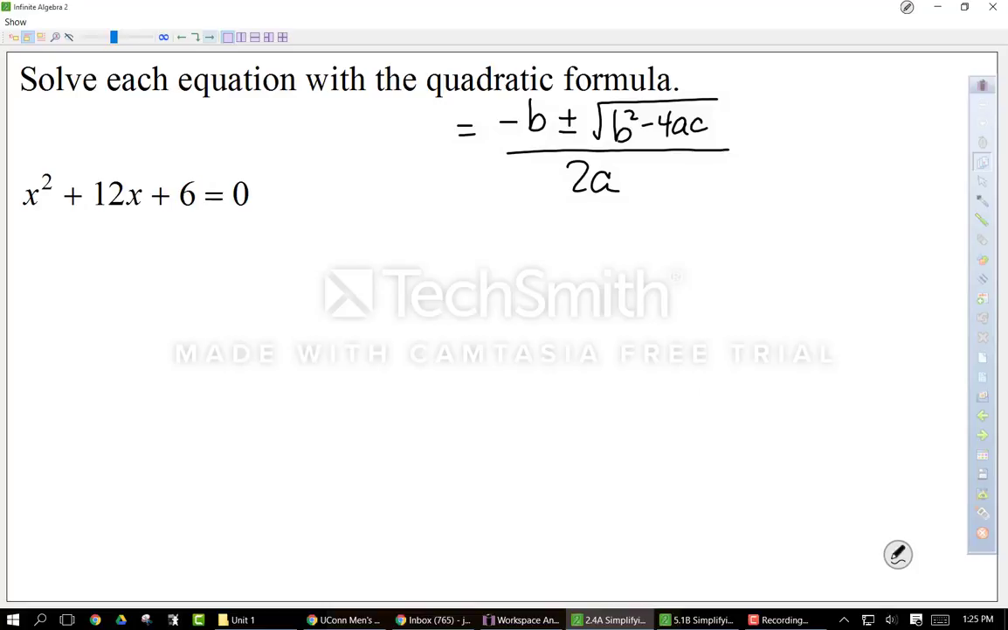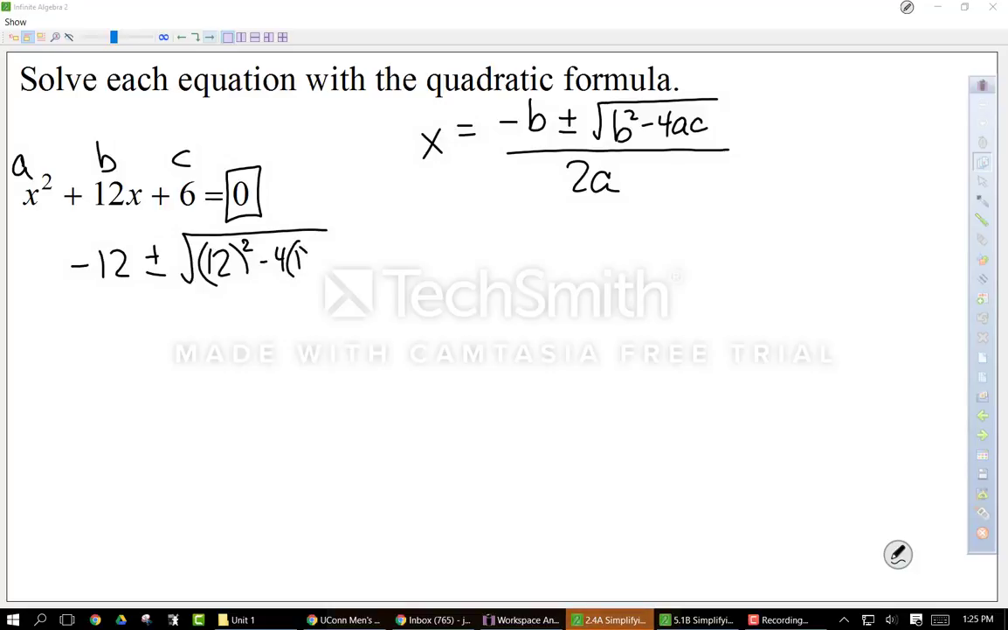Okay, this particular problem has an x in it. So my quadratic formula is now going to be x equals all of that. So again, the first thing I need is make sure this is 0. It is. Yay! A, B, C. Now let's figure it out. Negative 12, opposite of B, plus or minus the square root of 12 squared minus 4 times 1 times 6 over 2 times 1. All I did was plug in numbers.